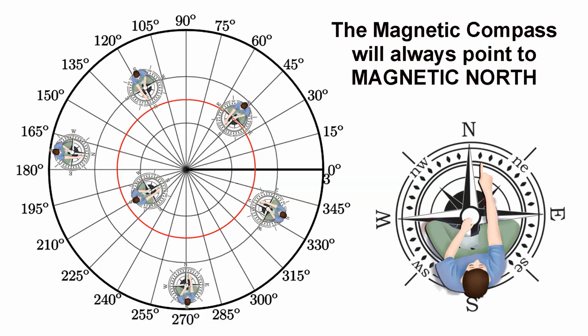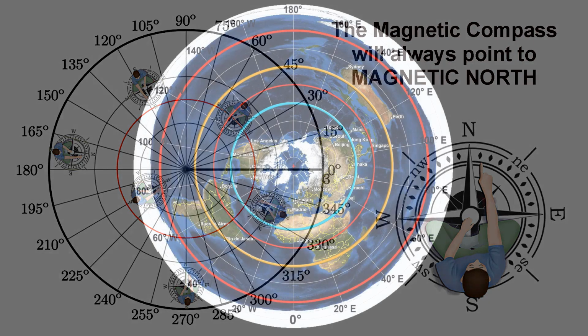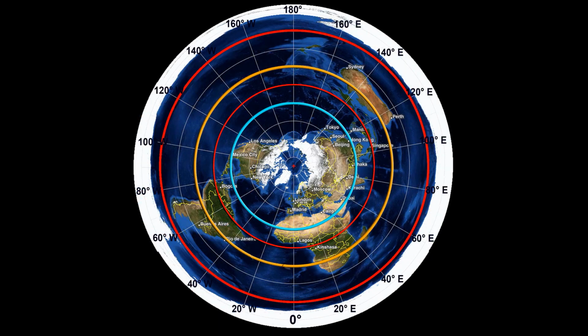So just picture this. We have the center pole, and no matter where we are around the center pole, our compasses will point to the magnetic north or center. We don't even need any continents drawn on this projection. All we need is the 360 degrees around the polar projection.